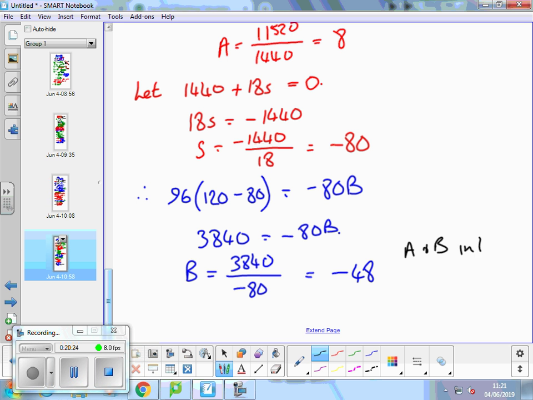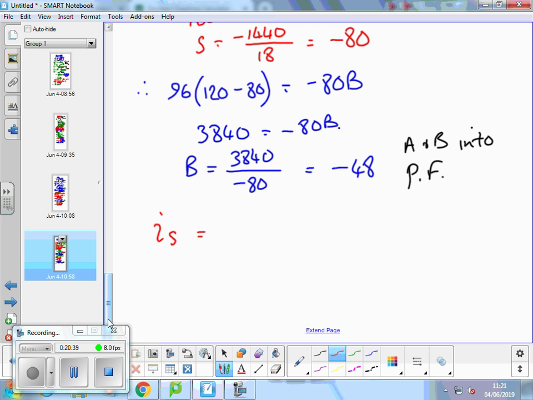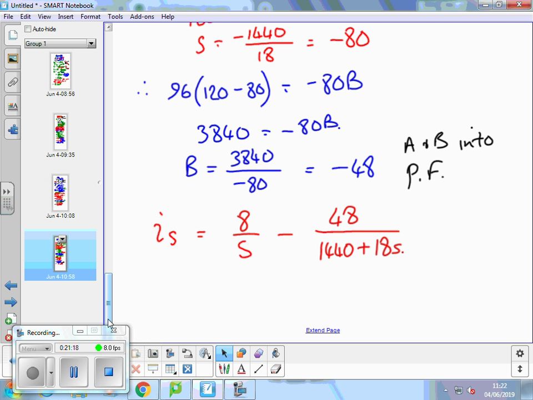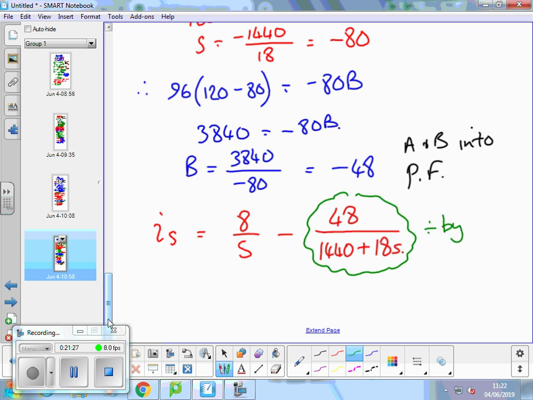Now put A and B in a partial fraction. So we have I of S is equal to 8 over S minus 48 over 1440. What do we need to do now? Yeah, you need to take that bit on its own and divide by 80.